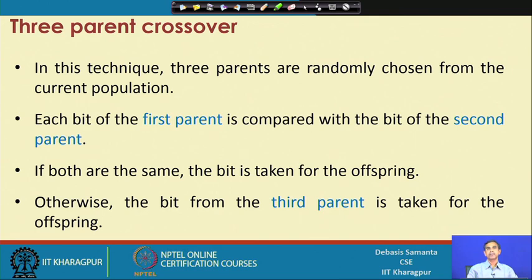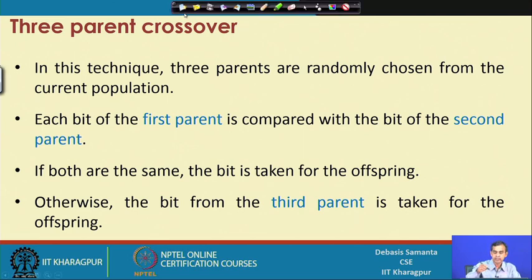Then each bit of the first parent is compared with the bit of the second parent. If both bits are the same, then the bit is taken for the offspring; otherwise the bit from the third parent is taken for the offspring. This way one offspring will be obtained. Another offspring can be obtained again in the same way, and if both are the same in the third step, then we can take any one from the offspring and this one.